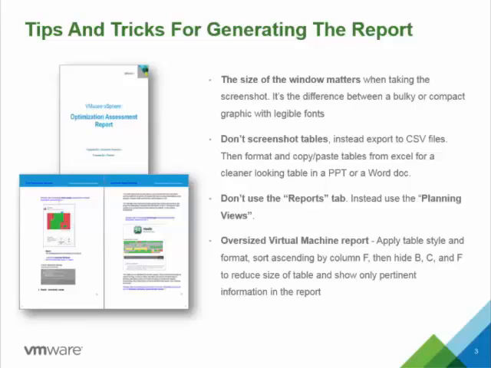Don't screenshot tables. Instead, export them to a CSV file. Don't use the Reports tab, but rather use the Planning view instead. Also, take a screenshot of the oversized VM report, sorting ascending by column F, and then hide columns B, C, and F, and show only that pertinent information. Again, this is just making it look very clean, only showing the information that is directly pertinent to the point you're trying to make and the cost savings.